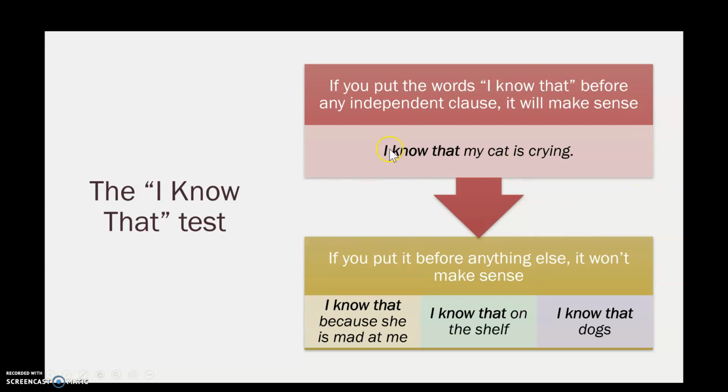So none of these would pass the "I know that" test because they are not independent thoughts. They are not an independent clause. This is an independent clause. If you're curious about why it works, "I know" is an independent clause. "That" is a subordinating conjunction. It actually links it to the independent clause, and you have to have an independent clause on either side of that.